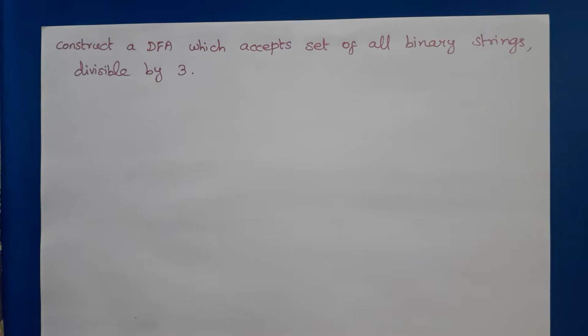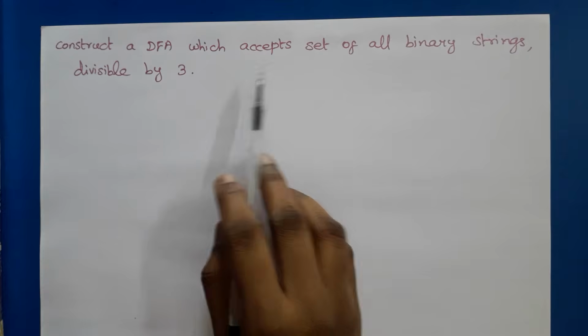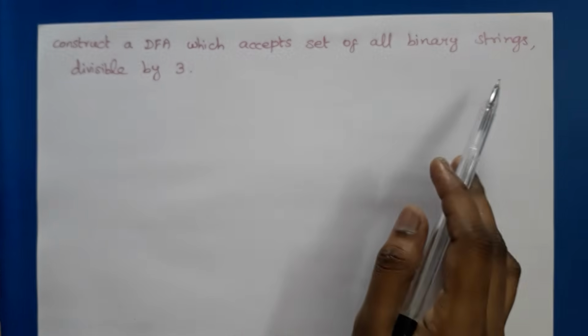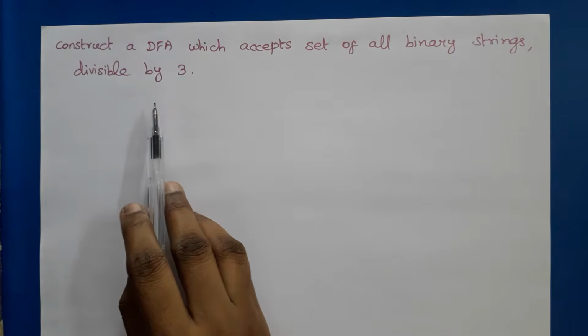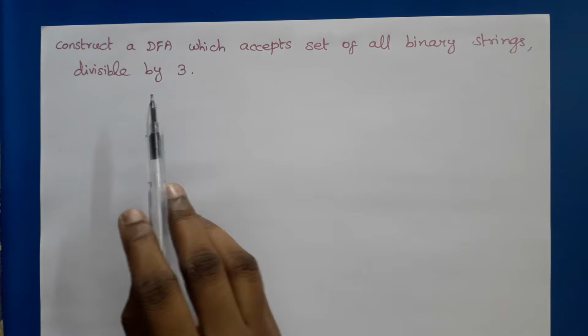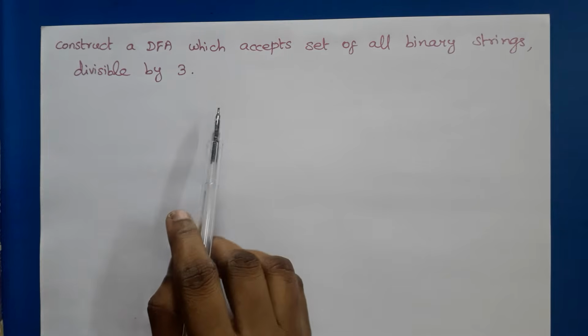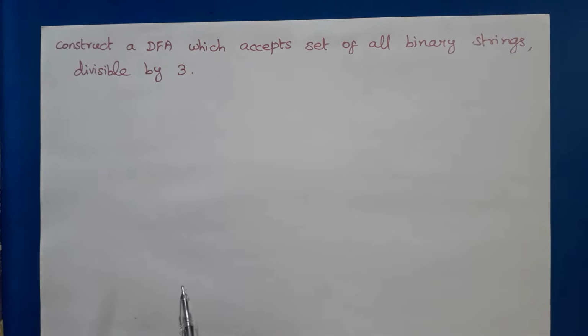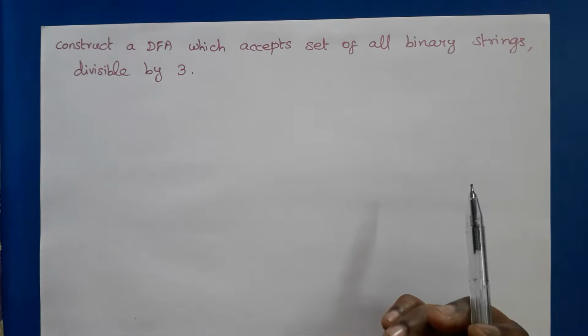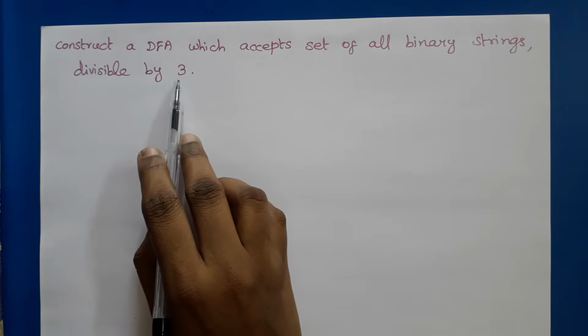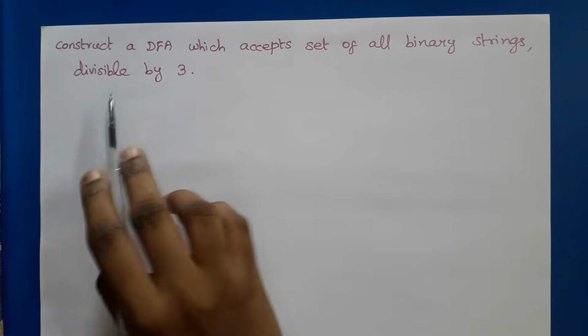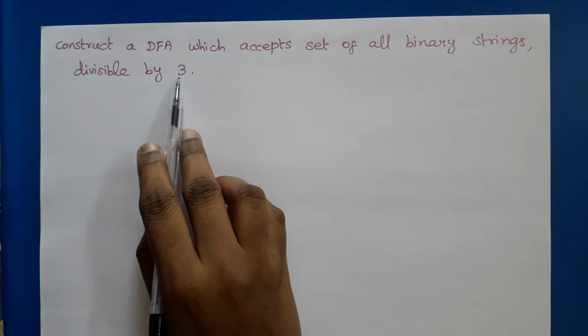Hello everyone. In this video, we are going to construct a DFA which accepts the set of all binary strings which are divisible by 3. So we can solve this problem with the help of the remainder concept. When we divide a number by its divisor, we can always get the remainders from 0 to divisor minus 1. In this problem, we are going to check whether the number is divisible by 3 or not.